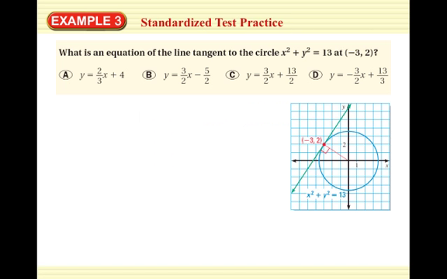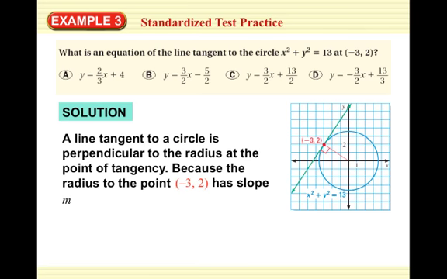Do you remember anything about a line tangent to a circle? A line tangent to a circle at a point is going to be perpendicular to the radius that has that point as an endpoint. And that's going to be important. We're going to write an equation of the line tangent to the circle x squared plus y squared equals 13 at (negative 3, 2). A line tangent to a circle is perpendicular to the radius at the point of tangency, so at (negative 3, 2).